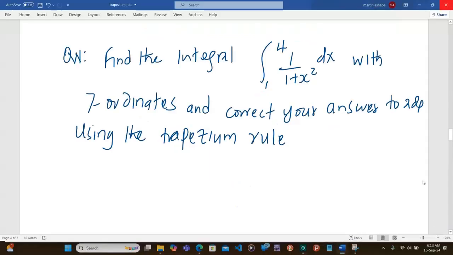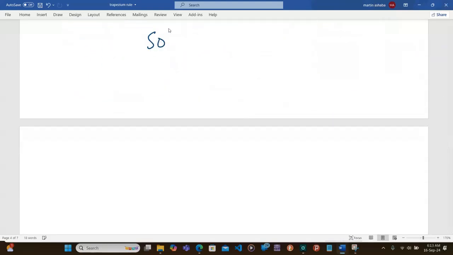Hello colleagues, in this discussion we are looking at how we can use the trapezium rule to determine the integral of 1 out of 1 plus x squared with respect to x within the intervals x equals 1 up to x equals 4. We are having this evaluated with 7 ordinates. Then we are to correct our answer to 2 decimal places. So let's look at the solution.